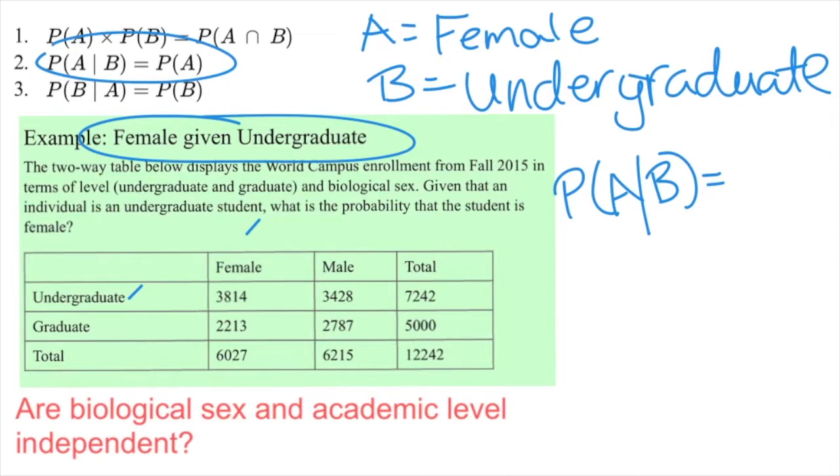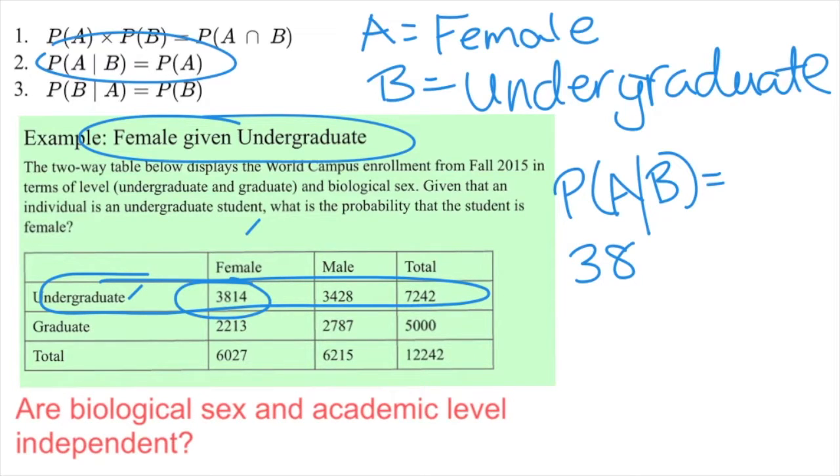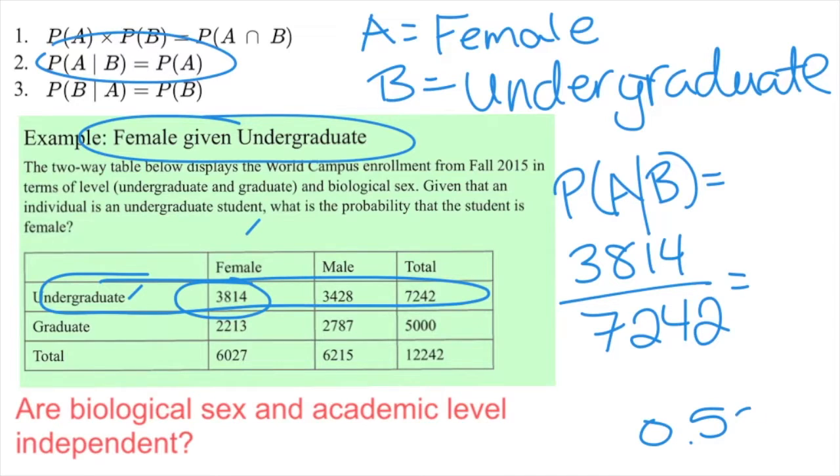So the probability of being female, given that we know you're an undergraduate student. So we know you're an undergrad. If we know you're an undergrad, what is the probability that you are female? That'd be 38.14 over 72.42, which equals 0.527. So that is our P of A given B.